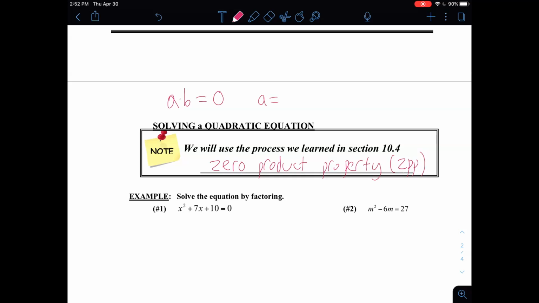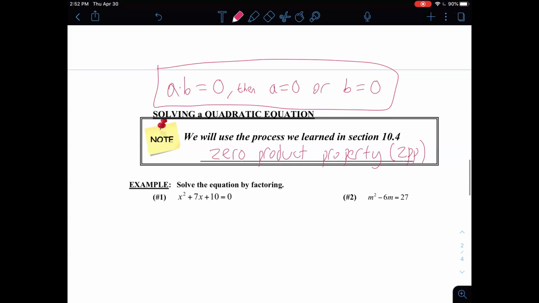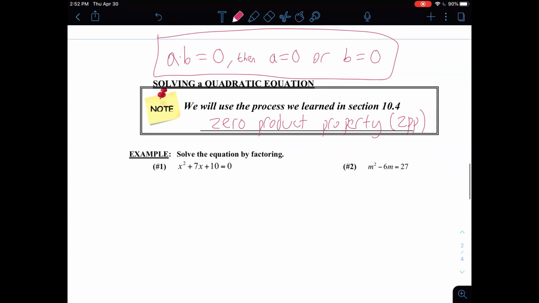If A times B equals 0, then A equals 0, or what? B equals 0. That's all the ZPP is trying to say. Either A equals 0 or B equals 0. Okay, so just keep that in mind for when we're doing these problems here, right? So now we're gonna do some actual factoring and some actual solving.